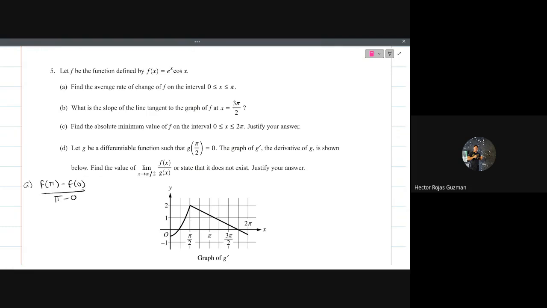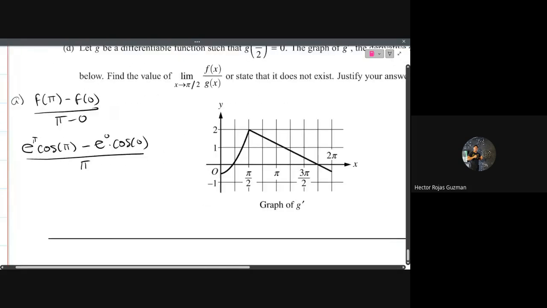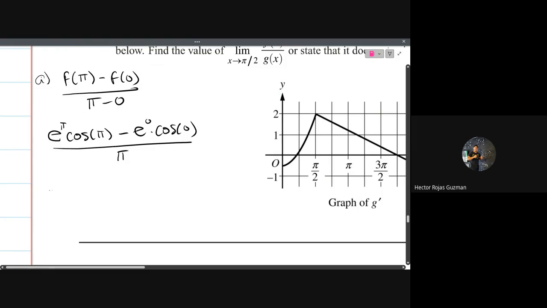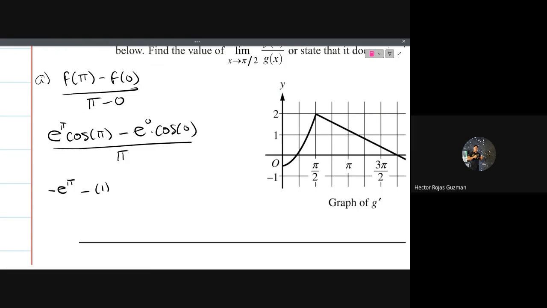If you plug in pi, you get e to the pi times cosine of pi minus e to the 0 times cosine of 0, divided by pi. Cosine of pi is negative 1. E to the 0 is 1. Cosine of 0 is 1, which means the average rate of change is negative e to the power of pi minus 1 over pi.